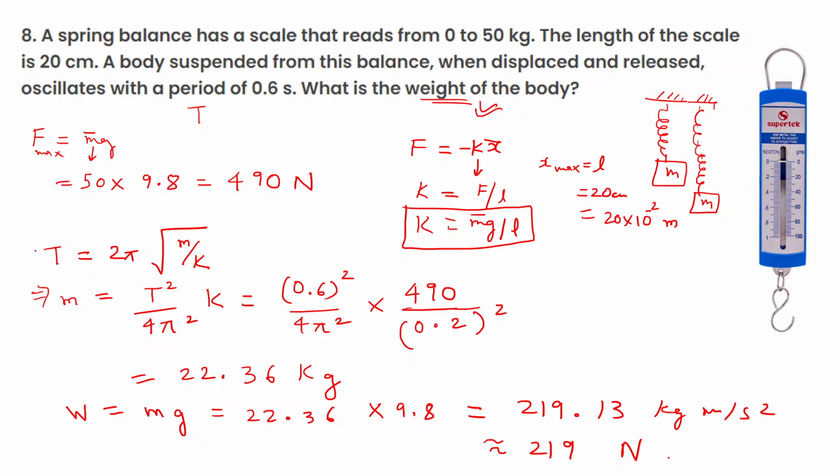So we know the time period of oscillation is given by this expression. First, to calculate the mass of this body, we needed the value of the spring constant, and to calculate the spring constant, we used the maximum weight that can be hung on this spring balance and the maximum extension that can happen here. Using these two relations, we found the spring constant value, and then we used the same thing here to find the mass of this body.